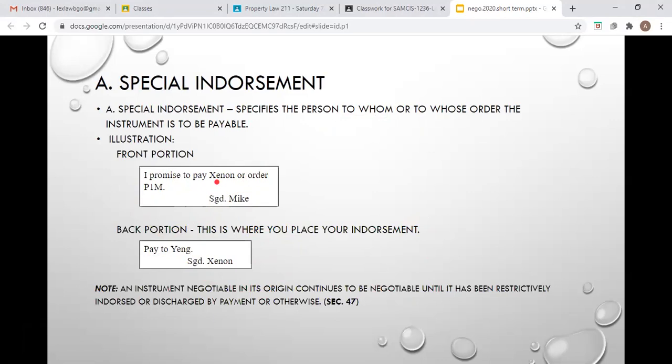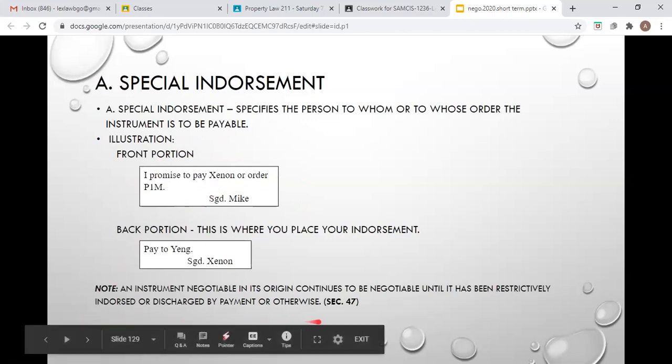Why is that? Because for purposes of determining whether your instrument is negotiable or non-negotiable, limit your analysis on what is found in the front portion. So as long as the instrument is negotiable at the very start, the negotiable character will continue until it is restrictively endorsed or discharged by payment or otherwise. It's Section 47 na sinabi natin kanina.